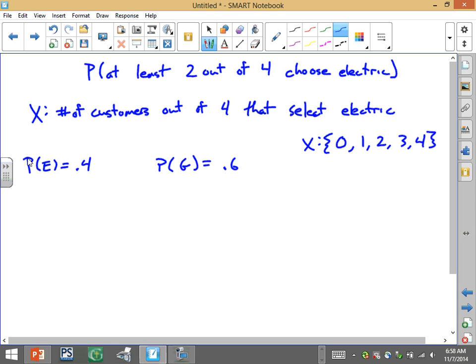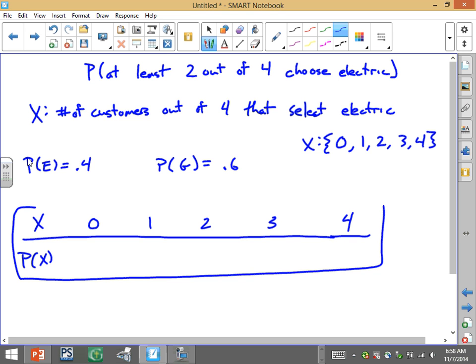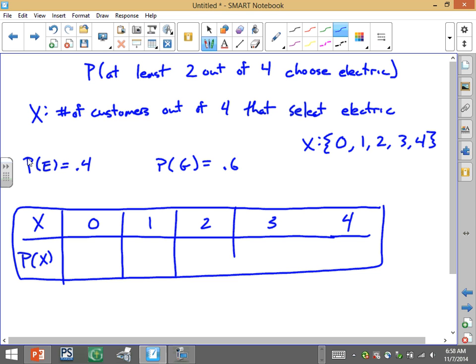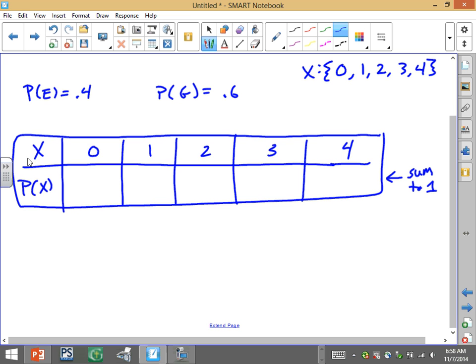So go ahead and set up our probability distribution. x can take on the values 0, 1, 2, 3, or 4. And now it's just a matter of thinking through what do those scenarios look like to fill in the actual probabilities. Keeping in mind too, these should sum to 1. That's still one of our probability rules. So let's start thinking through this.